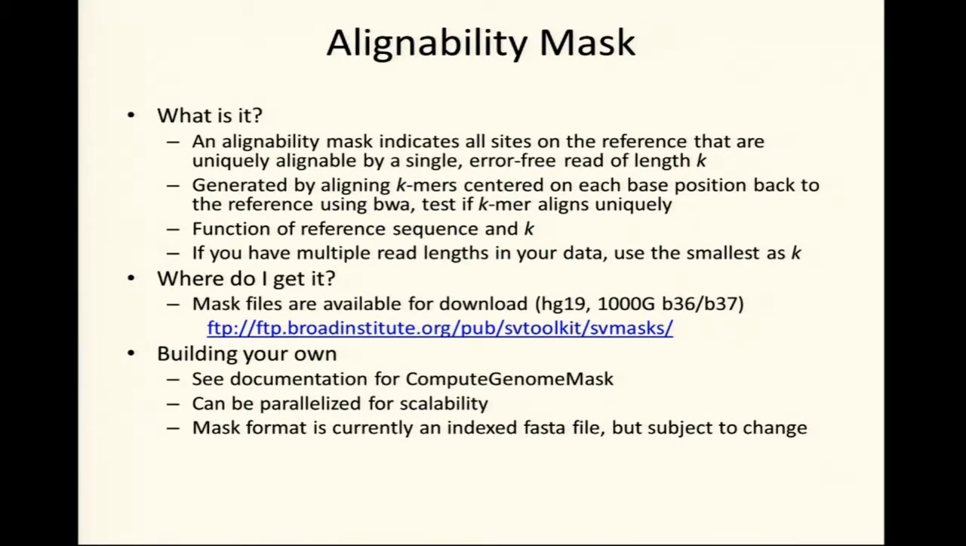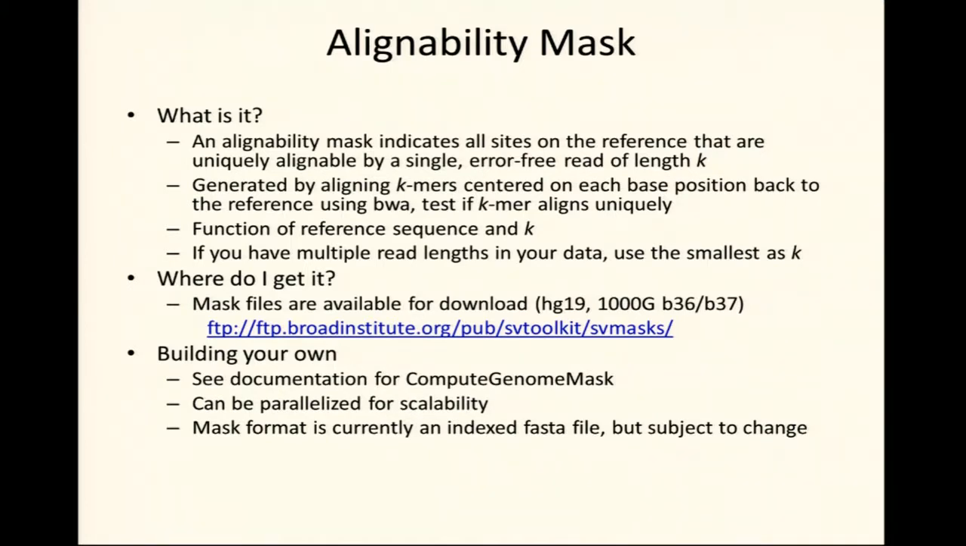As I mentioned, these alignability masks help us understand whether or not we should trust the mapping at each position in the genome. And we do this by computing across the reference how unique each position in the reference is. In particular, we're taking all k-mers across the reference and just asking whether or not they align uniquely back to the genome. And you need to pick a value of k to use with your alignability mask, and you should base this on your read length. If you have 100 base pair reads, use 100 for k.